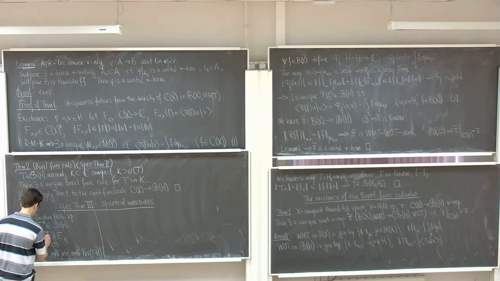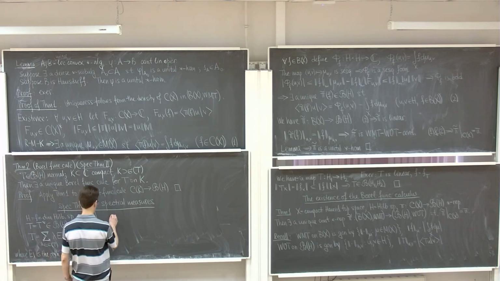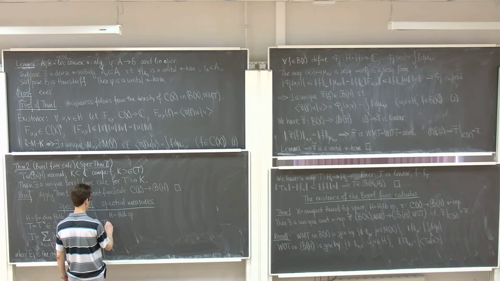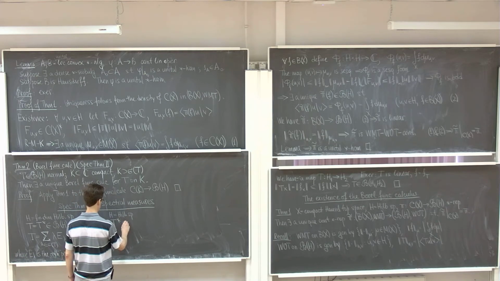The second motivation is, in fact, a more general result, which comes from the Hilbert-Schmidt theorem. Suppose now that H is an arbitrary Hilbert space, and T is a compact self-adjoint operator on H.